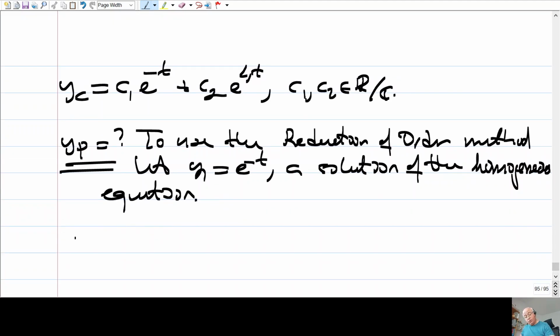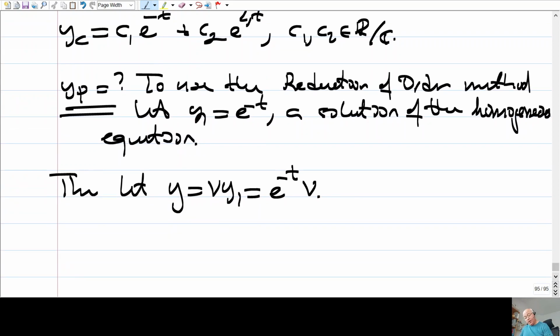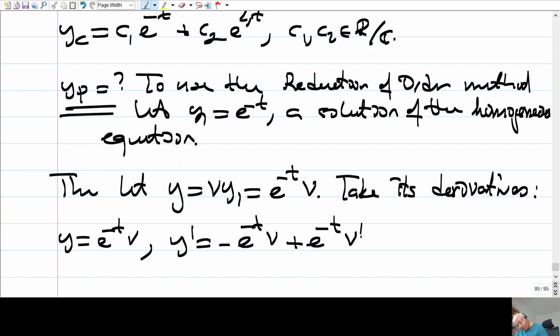Then let y be just v times y1, so it is just e to the power minus t times v. And then we take its derivatives. So y is just e to the power minus t times v. What is y prime? It is minus e to the power minus t times v plus e to the power minus t times v prime.